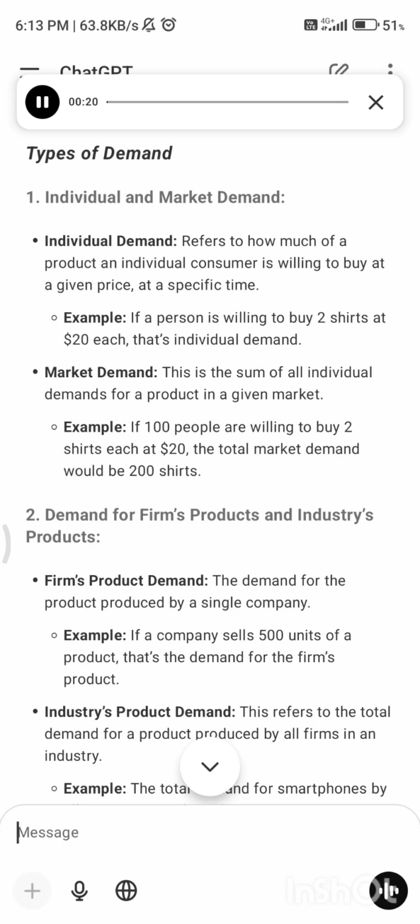Market demand is the sum of all individual demands for a product in a given market. Example: if 100 people are willing to buy 2 shirts each at $20, the total market demand would be 200 shirts.